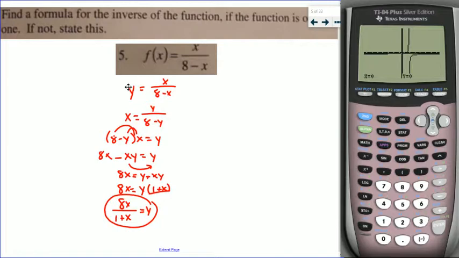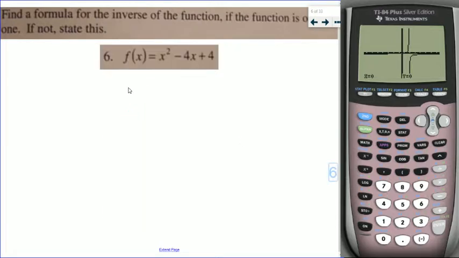Okay? Cool. Moving on to number 6. Number 6, f of x equals x squared minus 4x plus 4. This function is not one-to-one. Okay? So let's find the inverse for it. We're going to take this guy and say, all right, y equals x squared minus 4x plus 4.